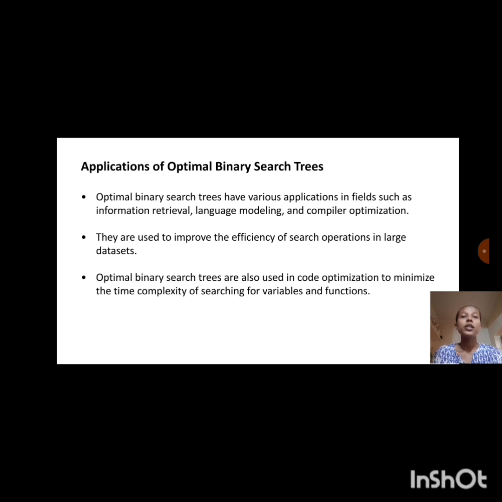Application of optimal binary search trees. Optimal binary search trees have various applications in fields such as information retrieval, language modeling, and compiler optimization. They are used to improve the efficiency of search operations in large data sets. Optimal binary search trees are also used in code optimization to minimize the time complexity of searching for variables and functions.